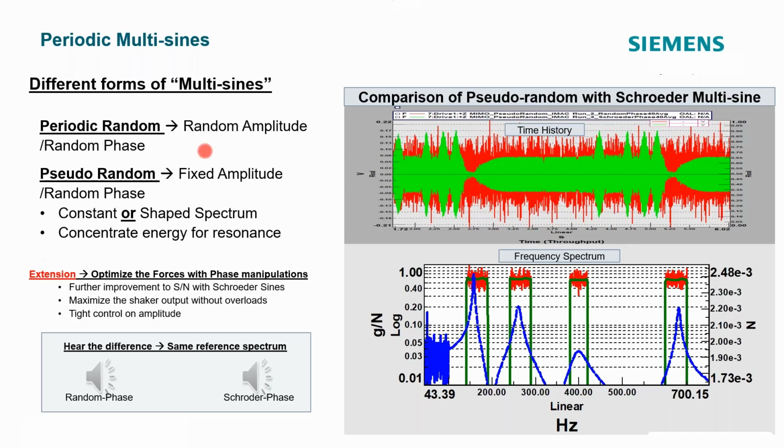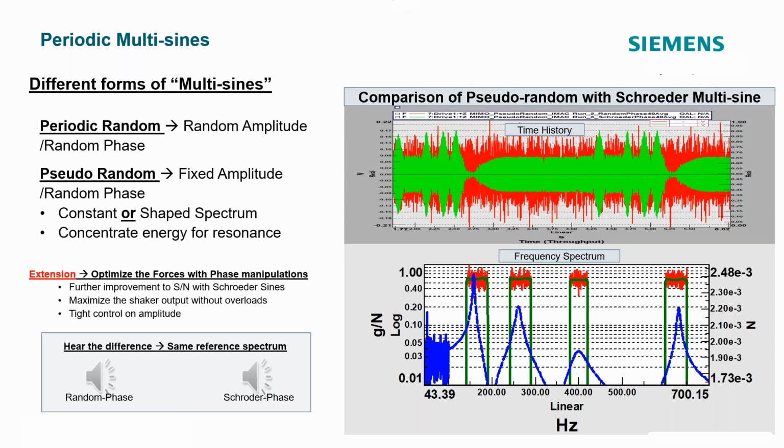So there's a couple different forms of multi-sine. We call it periodic random. The amplitudes are randomized and then the phases are randomized, and we put that together. But again, each of those sinusoids are distinct on the Fourier grid. We also have pseudo-random, which is a fixed amplitude but randomized phases. So we can fix the amplitude and then manipulate the phases so that we can control the interference of those different sine waves. And that's what we call these Schroeder sines.